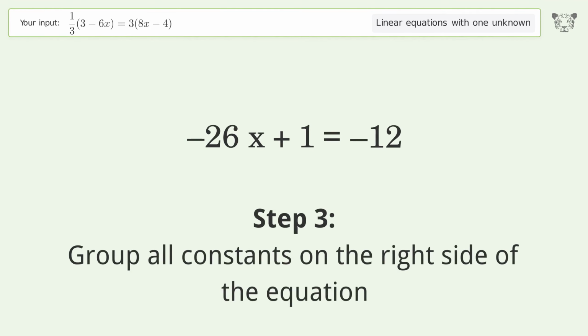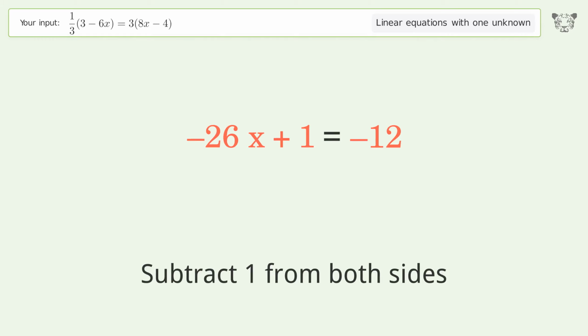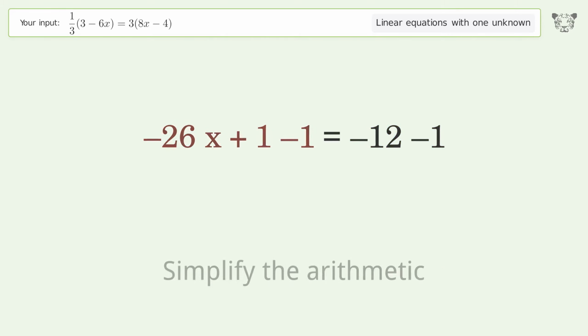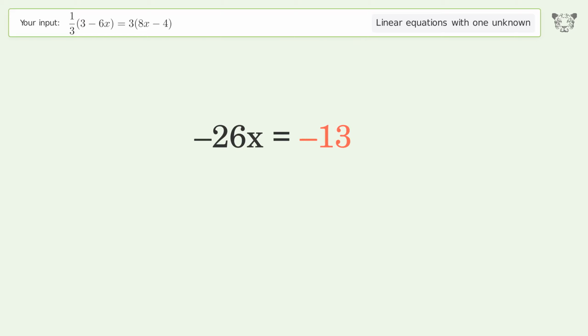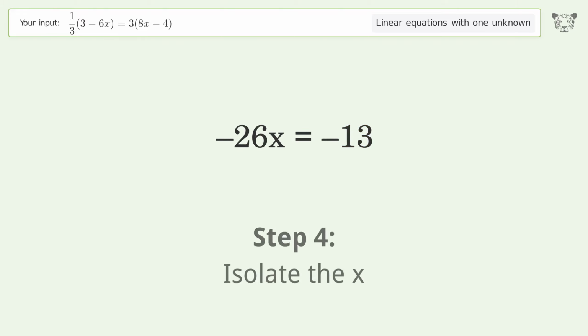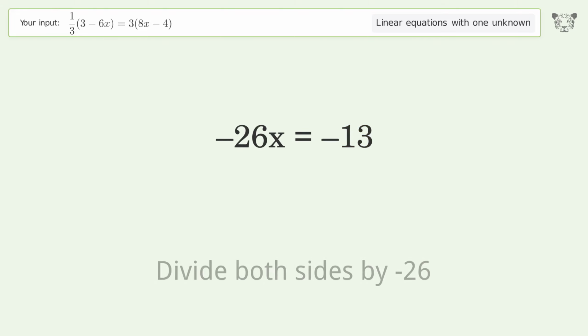Group all constants on the right side of the equation. Subtract 1 from both sides. Simplify the arithmetic. Isolate the x. Divide both sides by -26.